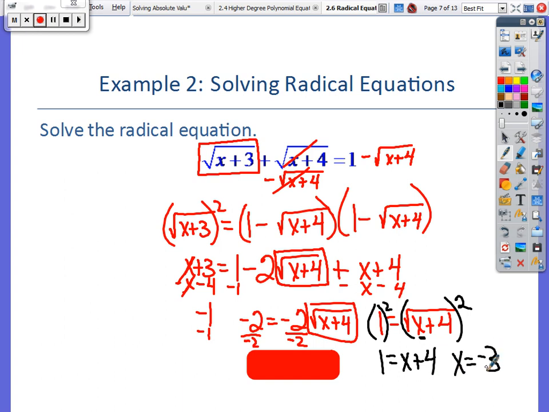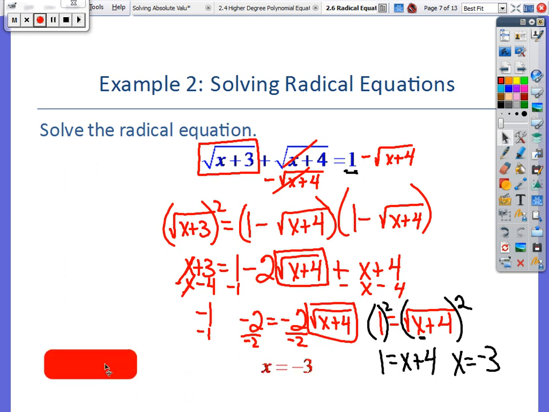And we go, does it work when I plug it in? Well, if you plug it in, you end up getting 0 here. And you get 1 there. What's 0 plus 1? 1. And so just to double check it, our answer is -3. Make sure to check your answers for those extraneous ones.